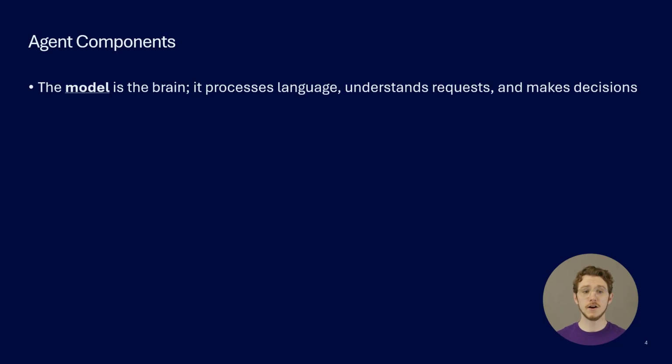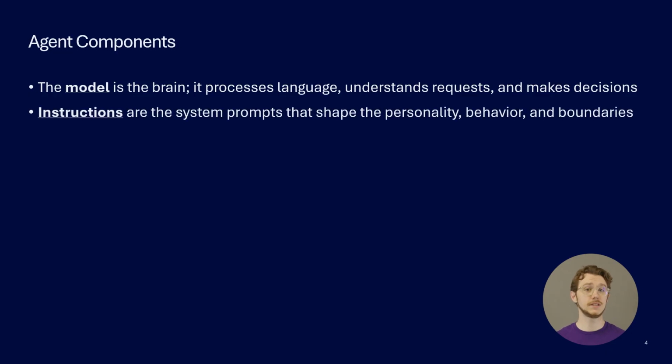The model itself, you can think of as the brain. It's going to process the user input and the language that they're communicating in. It's going to use that model to understand the request and then ultimately take decisions based on what it knows about the world through that model.